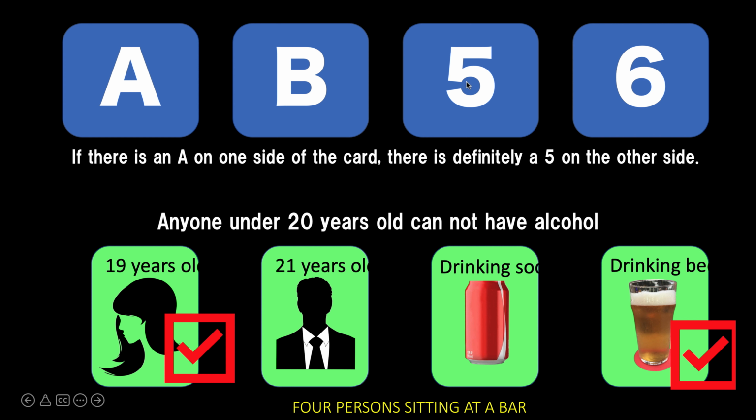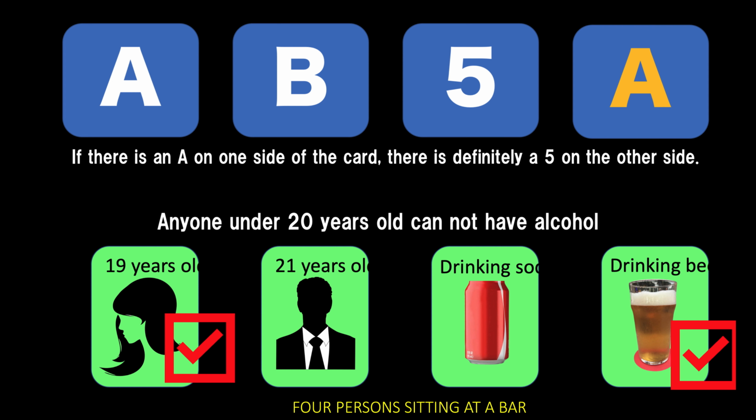The same here. Whether you have an A or a B at the back, this does not affect the rule, because the rule says that if there's an A on one side of the card, there's a 5 on the other side. It does not say that if there is a 5 on one side, there must be an A at the back. If a person is drinking soda, this does not mean that the person is less than 20 years old. But for the last card, we want to test this one because if we flip this over and it happens that the card is letter A, then this statement is false.